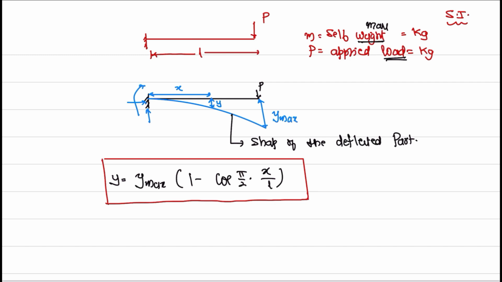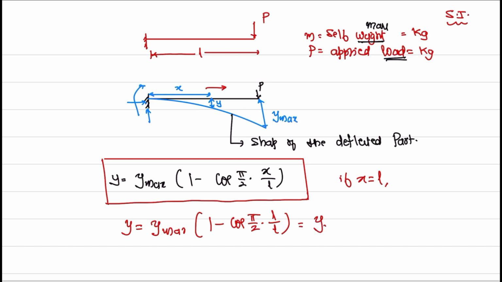If x is equal to L, that means x is extended to L, what happens? y is equal to y max into 1 minus cos pi by 2 into L by L. What is L by L? That is 1. That means y is equal to y max into 1 minus cos pi by 2. What is the value of cos pi by 2? That is 0. So y is equal to y max. That means this equation satisfies the boundary condition at one end, at x is equal to L.